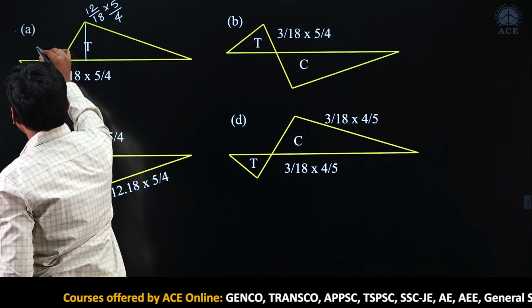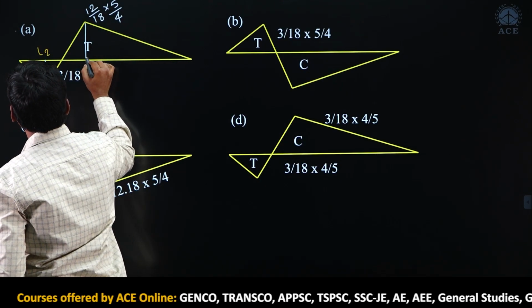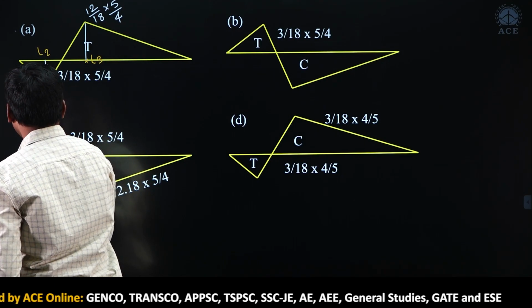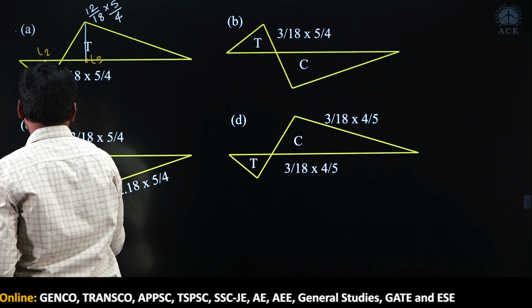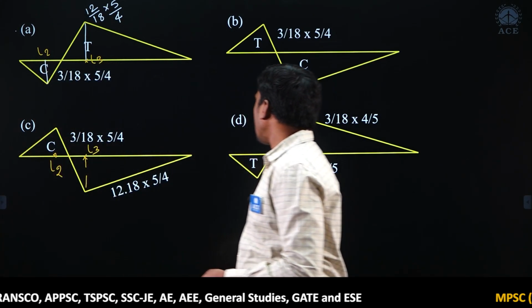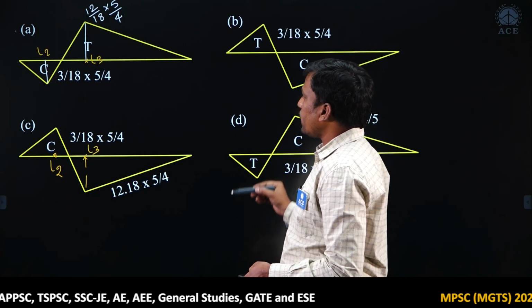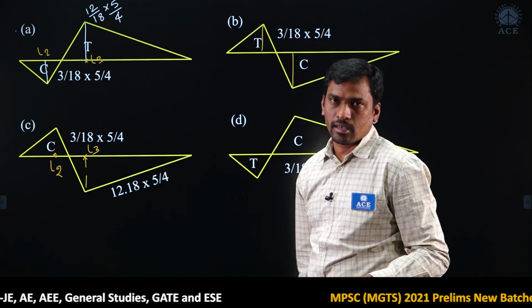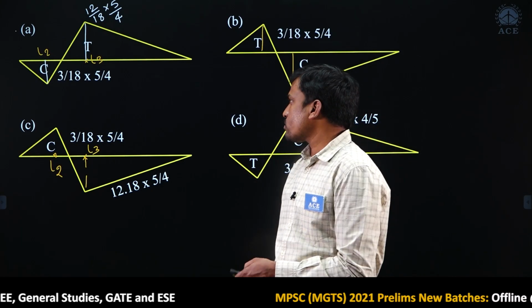So this is L2 and this is L3. In the options, the ordinate at joint L2 and at joint L3 is given, he is asking. So how to find?